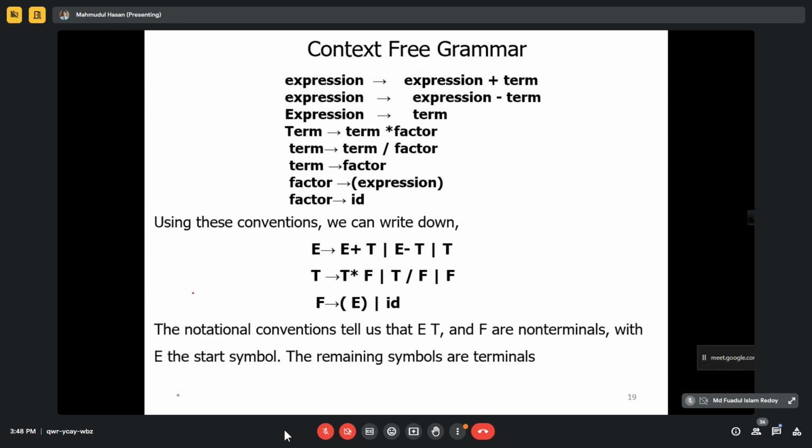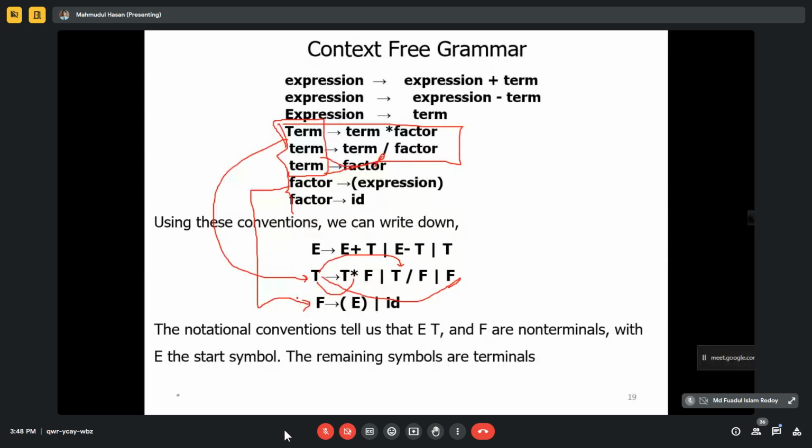Then look at this. There are three that are actually the same, so you can replace these three with this one. That means term to term into factor, or term to term divided by factor, or term to factor. You can replace these three production rules by only one. Then in the same way, you can replace the last production rules with this one. Got it, everyone?